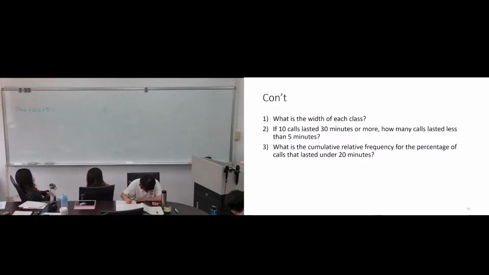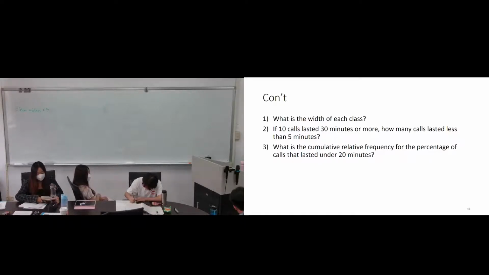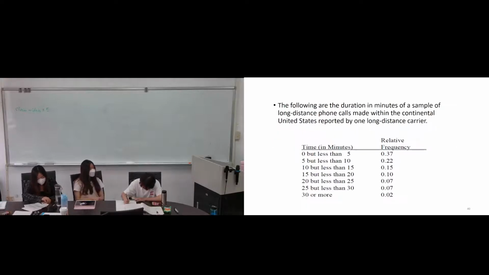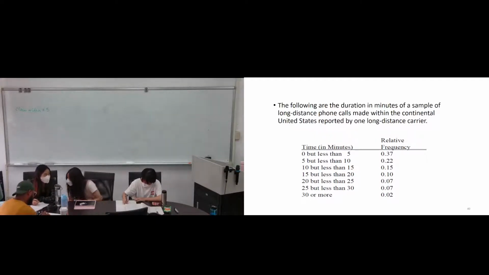What is the width of each class? 5 minutes. The second question: if 10 calls lasted 30 minutes or more, how many calls lasted less than 5 minutes? It says if 10 calls lasted 30 minutes or more. That's the last class. Now it gives us the frequency for this particular class, which is 10.